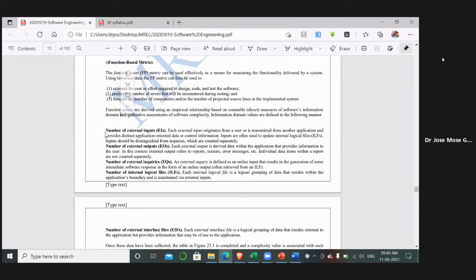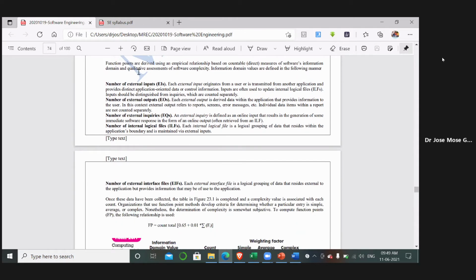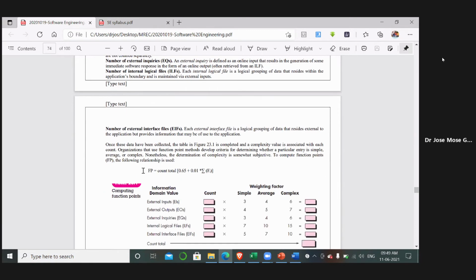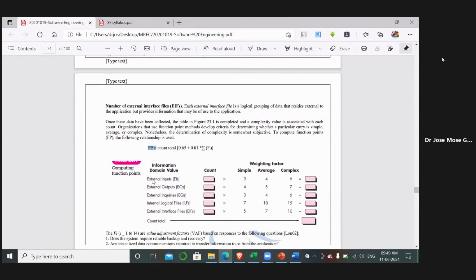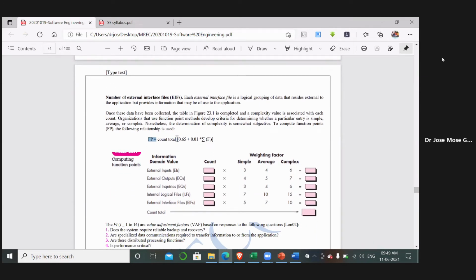You should write about what is meant by input, output, inquiry, interface files, and internal logical files. You are going to explain them in detail and write the formulas. So what are the formulas for function point analysis? We have already seen. FP equals UFP plus CAA, where UFP is the unadjusted function point. This is the CAA formula, and the total count is the unadjusted UFP.